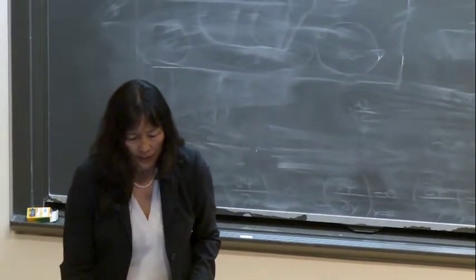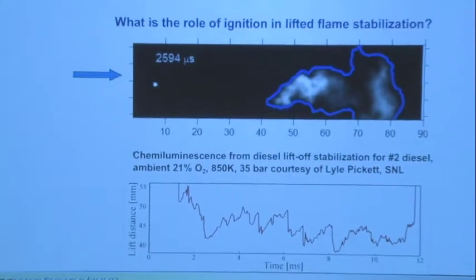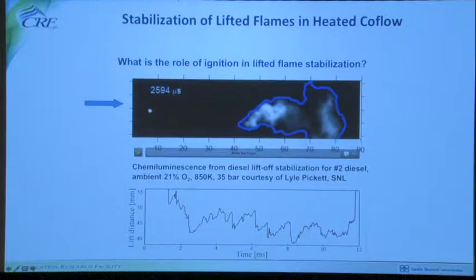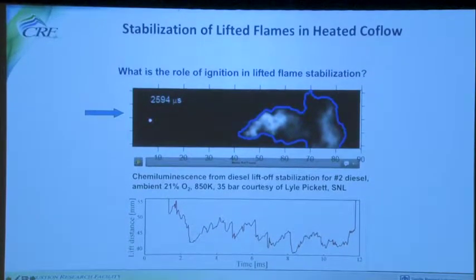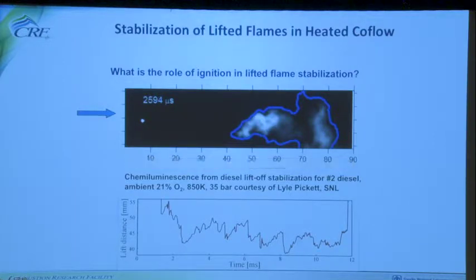Let's start with the first one, the ethylene lifted jet in a hot co-flow. As I said earlier, this is relevant to diesel jets. People are trying to understand the role of ignition and hot ambience for lifted flame stabilization. This is a movie that I'm going to play from an experiment showing the chemiluminescence from a diesel liftoff stabilization with diesel fuel at ambient oxygen conditions at 850 Kelvin ambient and 35 bar, performed at Sandia by Lyle Pickett.